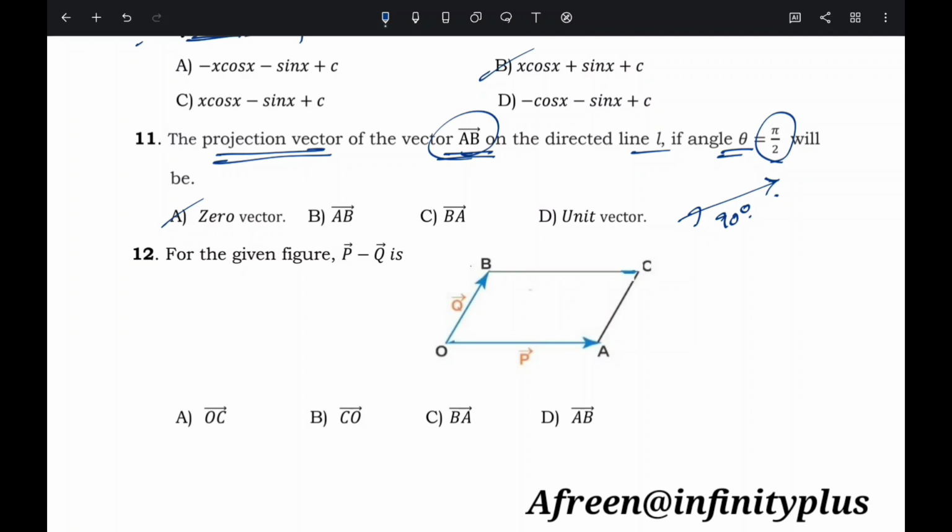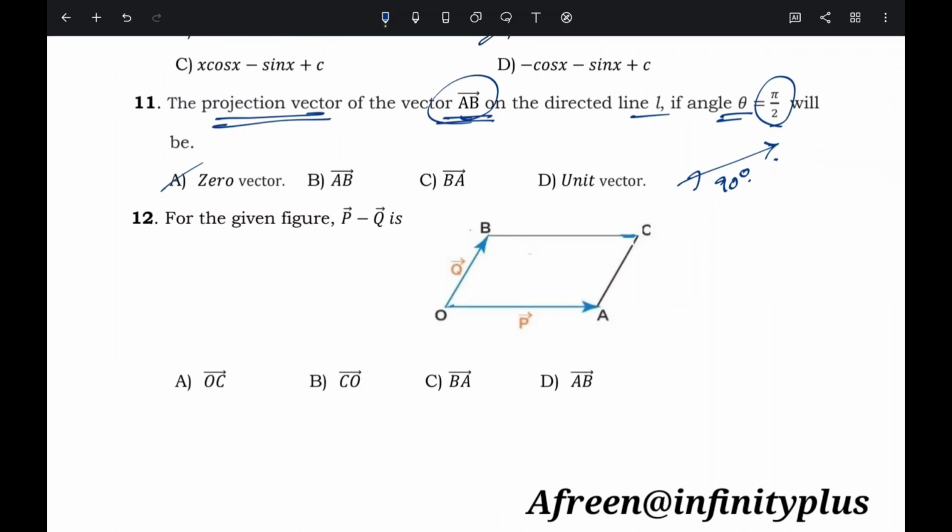Next, in the 12th question, for the given figure, they are asking for the value of P minus Q. You can observe that this is P and this is Q. If I take the BA vector, we know that it is the OA vector minus the OB vector. The OA vector is P and the OB vector is Q. So P minus Q will be option B. So the P minus Q vector is the BA vector.